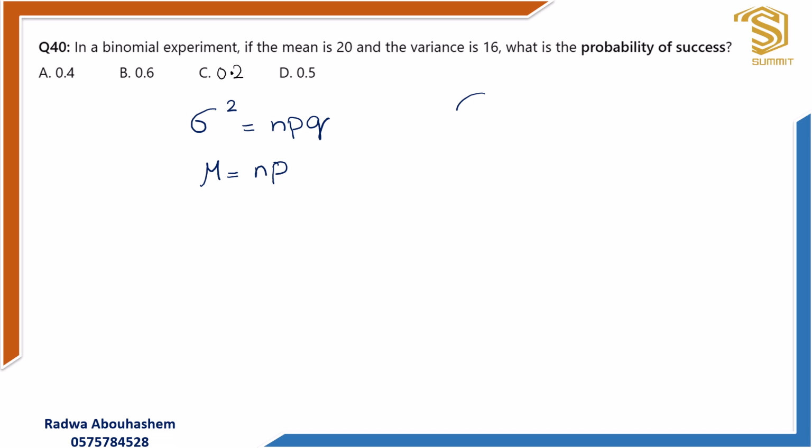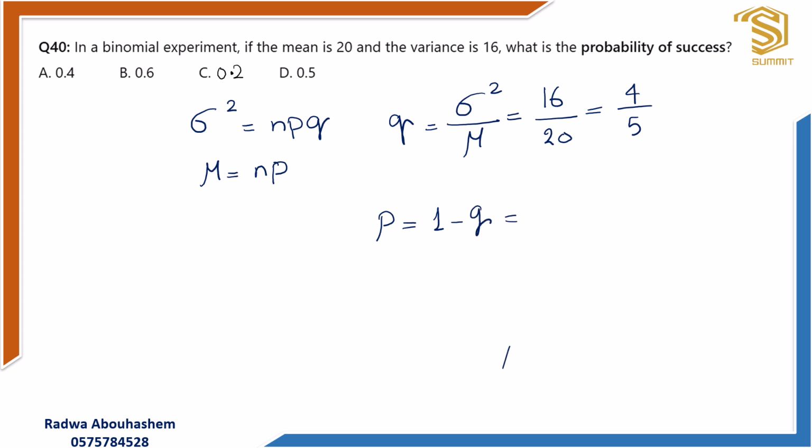So I'm going to divide: q equals variance over mu. So the variance here is 16 over 20. If I simplify, it would be 4 over 5. And I know that p equals 1 minus q. So 1 minus 4 over 5 gives me 1 over 5, which means it's 0.2.